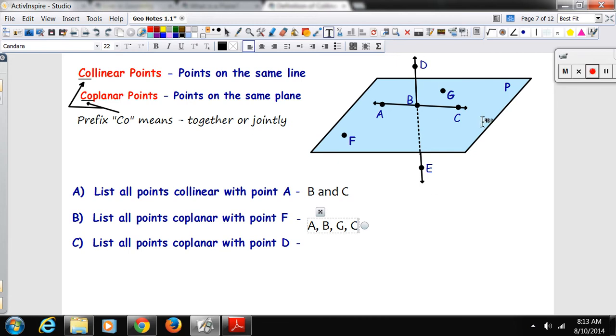Now D and E are not on the same plane. They're above and below the plane. They are coplanar themselves because they're on the same line. There's a different plane that would be going through those 3 points. All points that are coplanar with D would just be B and E, because anything that's collinear is also coplanar.